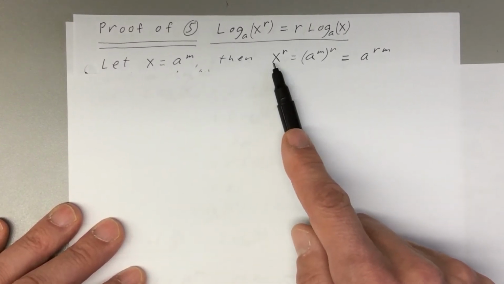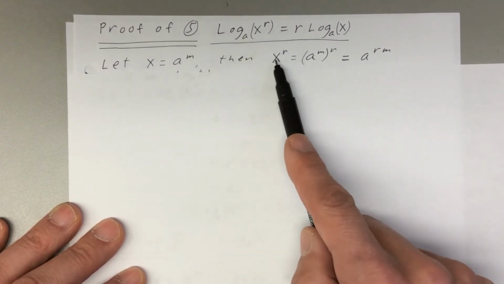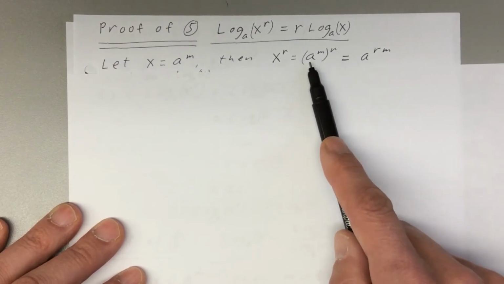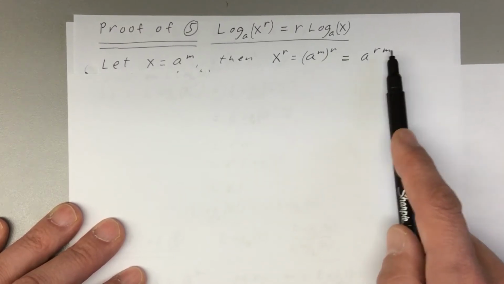Then x to the r, because we have an x to the r in here, is going to be a to the m to the r. And when we have a power of a power, we just multiply these exponents. So it's a to the r m.